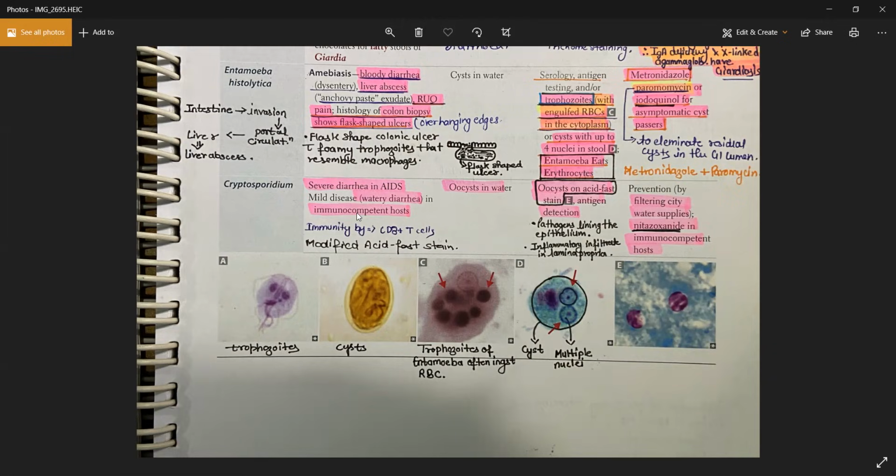Then comes the Cryptosporidium, which causes diarrhea mainly in immunocompromised patients. Okay, it will cause very severe, life-threatening diarrhea in case of AIDS. And you need to know that they will cause very mild watery diarrhea in case of immunocompetent patients. So patients generally have a history of diarrhea for like a month. Okay, and you need to know one fact about this Cryptosporidium, that they are acid-fast positive.